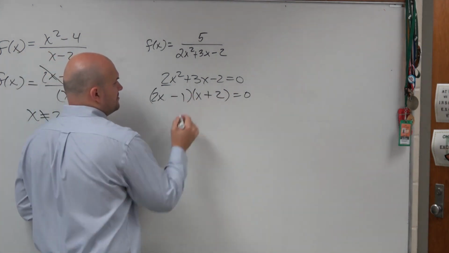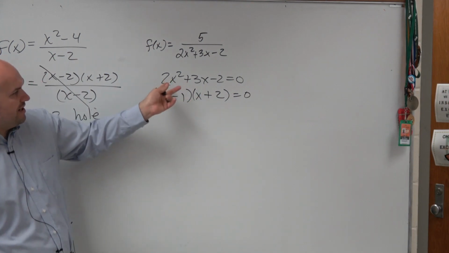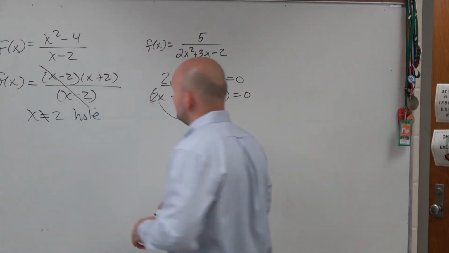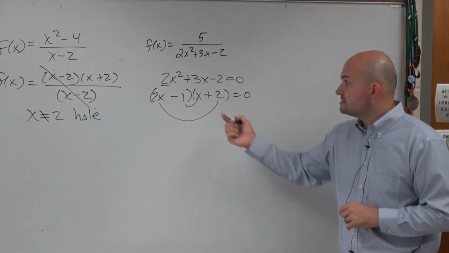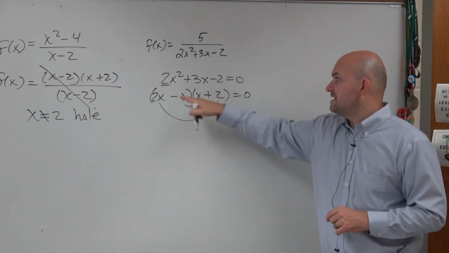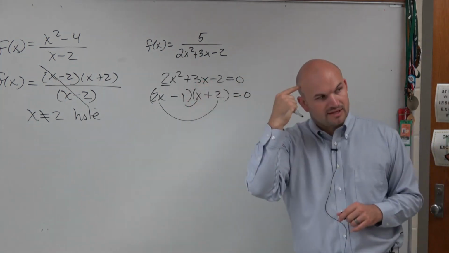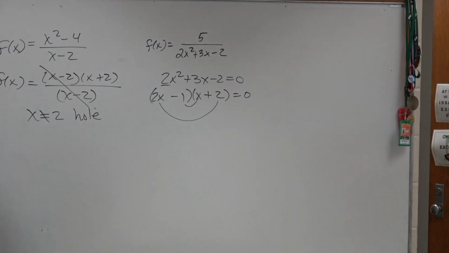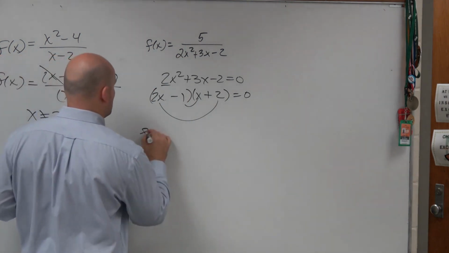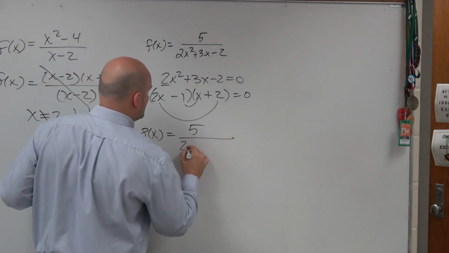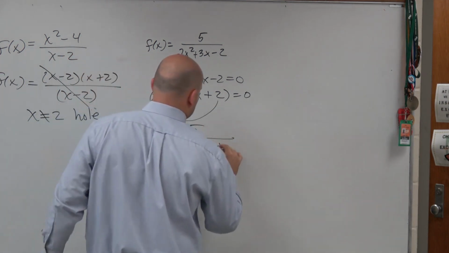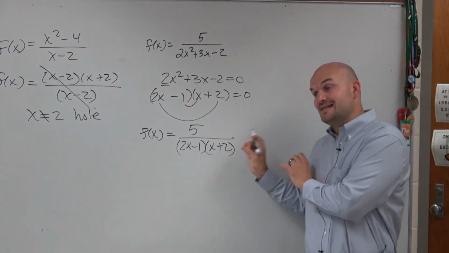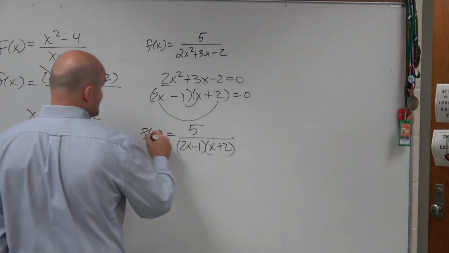So if I do some thinking here, 2x times x is 2x squared. Negative 1 times 2 is negative 2. And then if you multiply and combine the inner and the outer, what you guys notice is those add up to give you positive 3x, right? So it's just some thinking in your head, some basic factoring. Now, let's rewrite the equation in factored form. f of x equals 5 over 2x minus 1 times x plus 2. Does anything divide out in my numerator and my denominator? No. Since these cannot be divided out, these are still discontinuities.